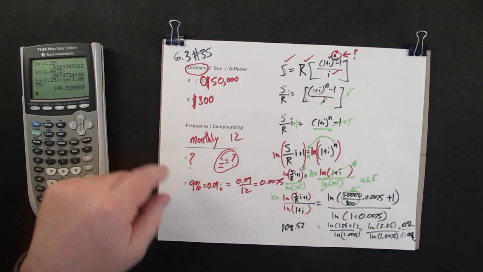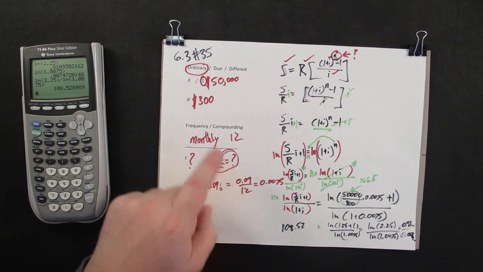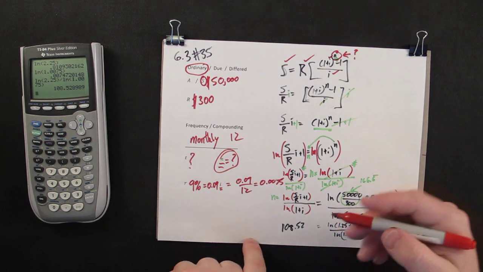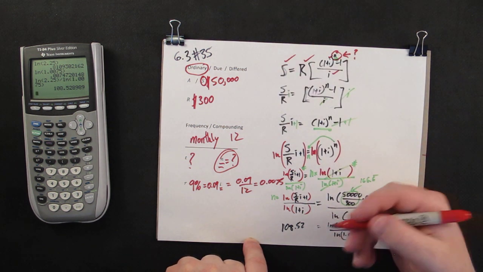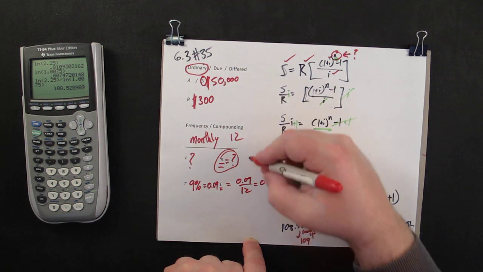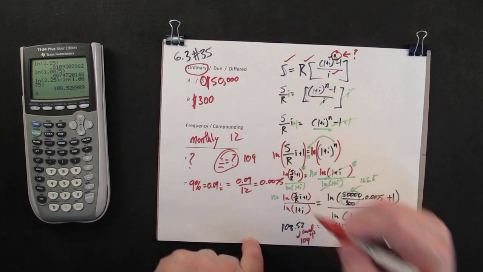So this is asking for how many months until it's at least 50,000. You can't have a half month of compounding here. So what you need to do is round this up so that you have at least enough money there. So it's 109. So 109 months.